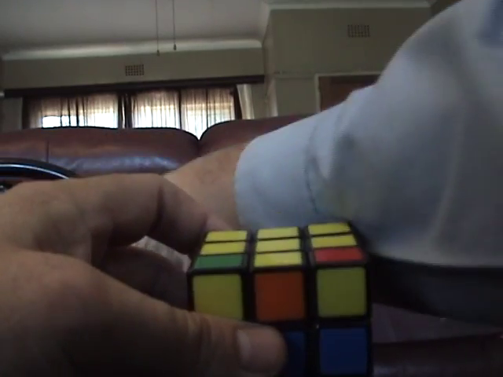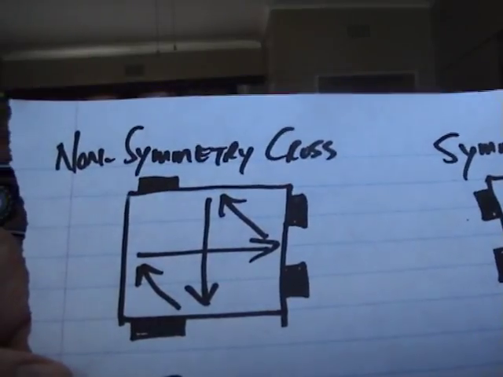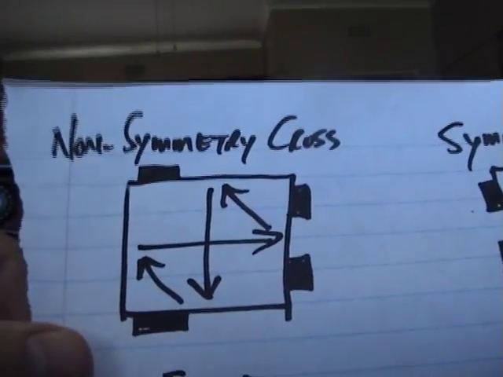Okay, now I've made this list just to quickly show you how the H pieces will move around. The non-symmetry cross will move H pieces like this.